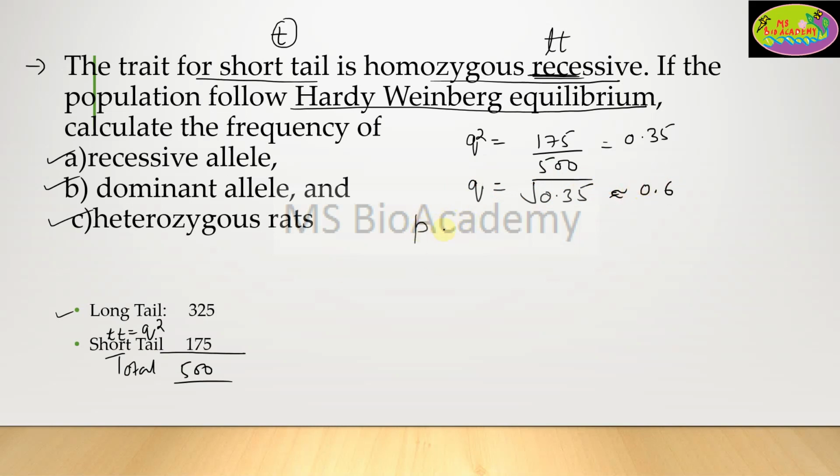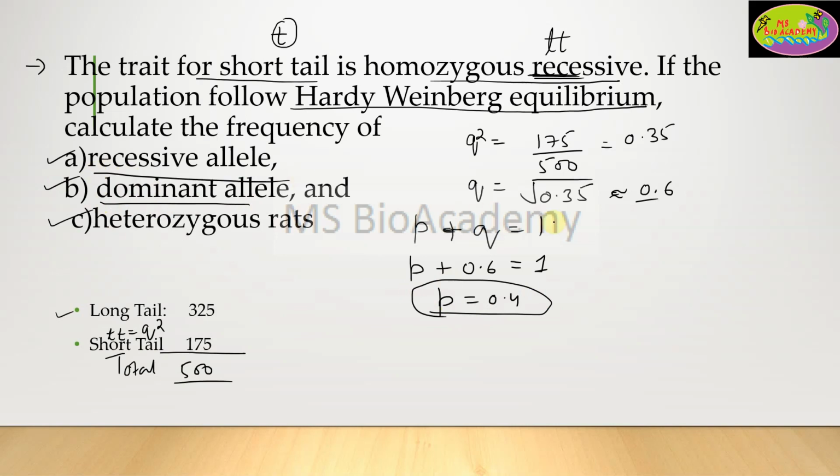Now we can calculate p from this. Simple, because p plus q is equal to 1. So if I put the value of q, 0.6, p plus 0.6 is equal to 1. So p is equal to 0.4, correct? Now we got the dominant allele frequency, which is 0.4. We got the recessive allele frequency, which is 0.6. Now we have to calculate the heterozygous frequency.